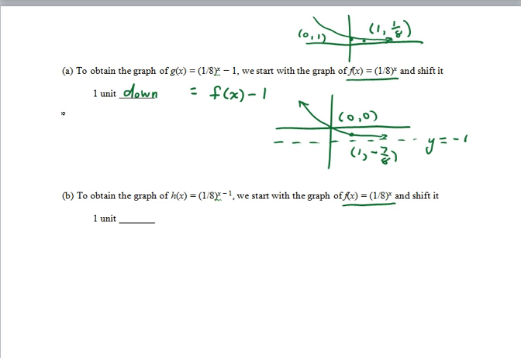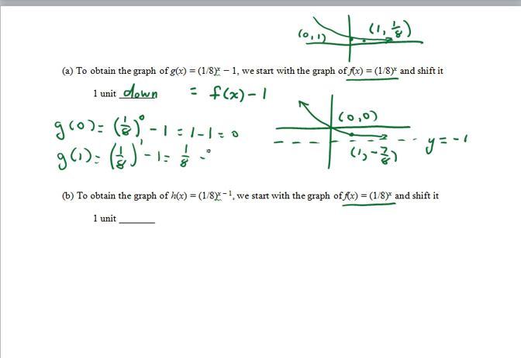We can confirm that because g of 0 would be 1/8 to the 0 minus 1, which would be 1 minus 1, or 0. So g of 0 is 0. And g of 1 would be 1/8 to the 1 minus 1, which would be 1/8 minus 8/8, which would be -7/8.